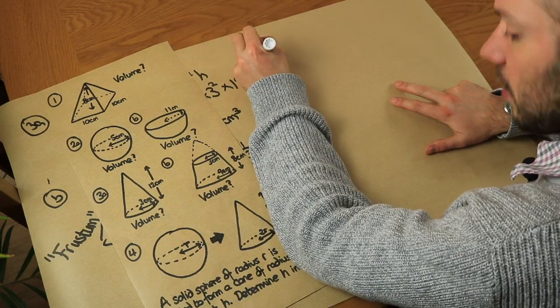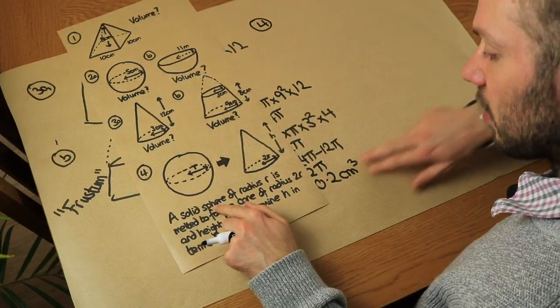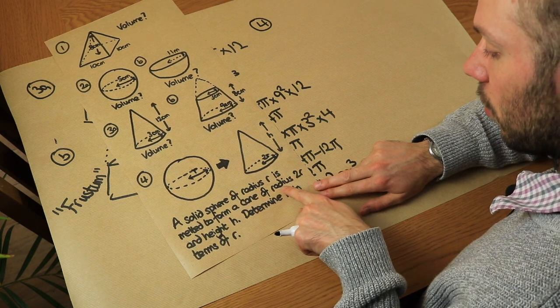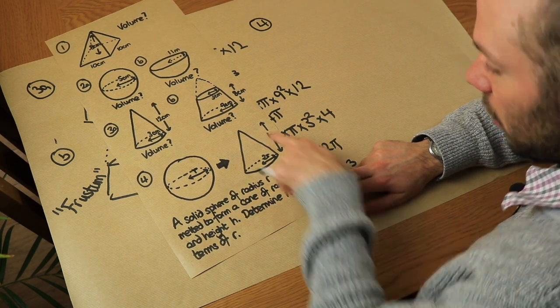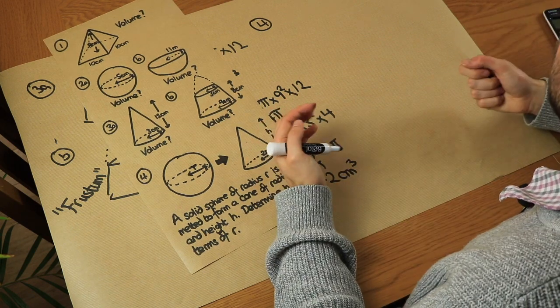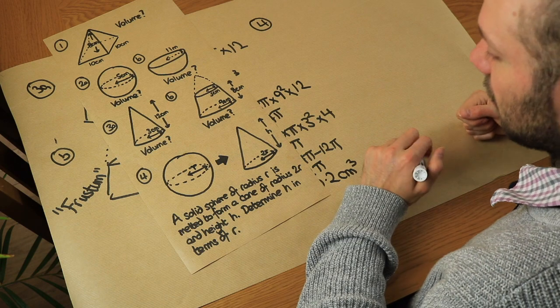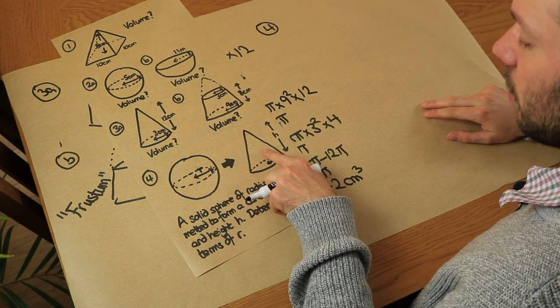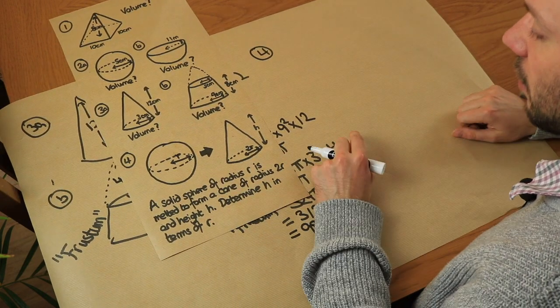Now finally, we've got this question here, where we're told a solid sphere of radius r is melted to form a cone of radius 2r and height h. Determine h in terms of r. Now if something is melted, then the volume is preserved, the volume stays the same. So we could find the volume of the sphere and make it equal to the volume of the cone. So let's do that using the variables here.